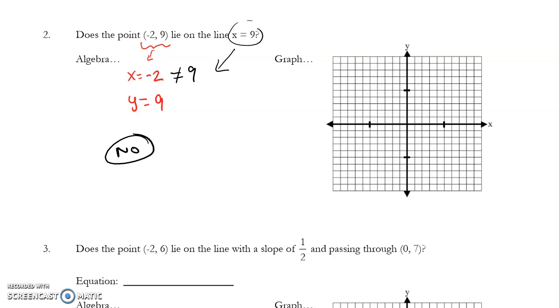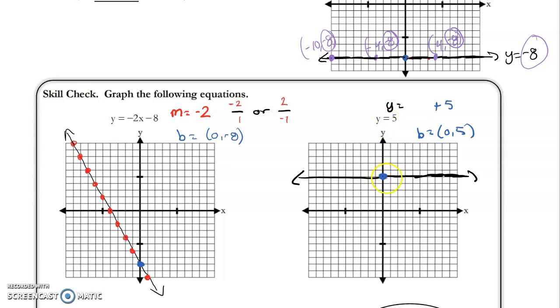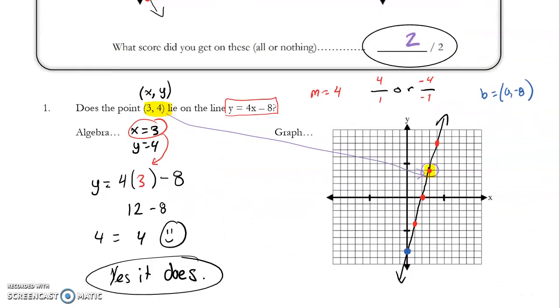Now, let's take a look. If I plotted the point (-2, 9), that's going to be way up here. That's the ordered pair (-2, 9). Is that on my graph? Well, how do I graph x equals 9? I kind of step back in time here. When y was equal to 5, it meant every single ordered pair had 5 for my y coordinate. That's a horizontal line.